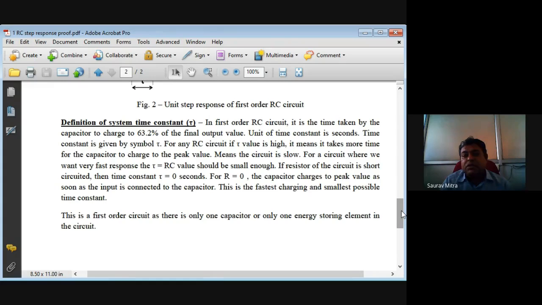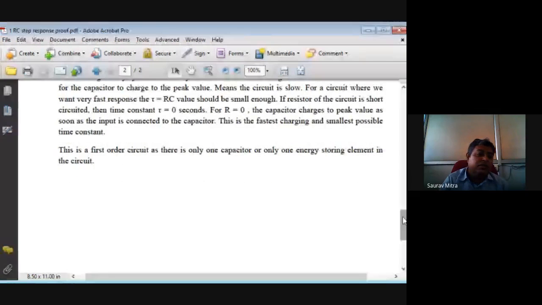So the less the time constant, the faster the system; the more the time constant, the slower the system. If you want a very fast system, the time constant of the system should be less. And what can be the least time constant? The least time constant can be equal to 0 seconds. How can you get a 0 second time constant? If you make the resistor of the circuit 0 ohm, you get a time constant equal to 0. And as there is only one charge storing element in this circuit, the capacitor, we find the circuit has order 1.